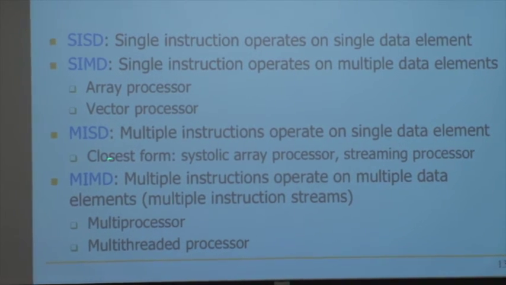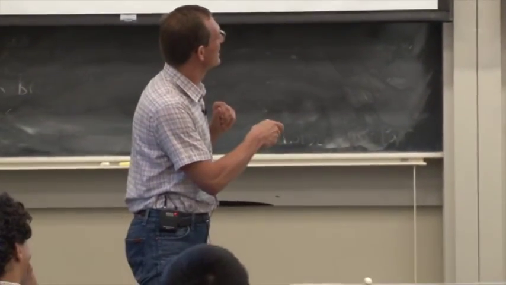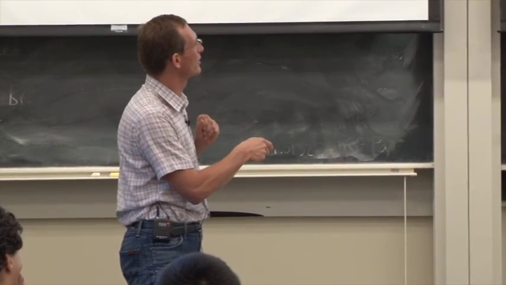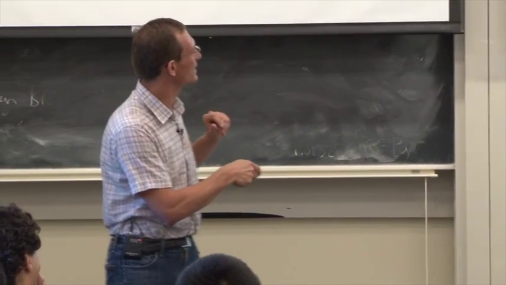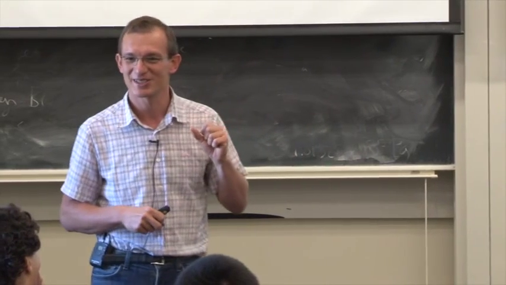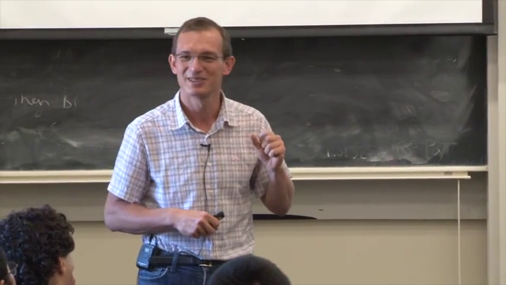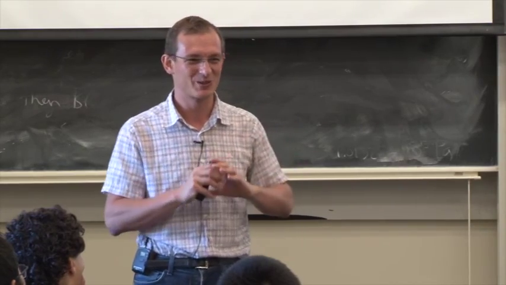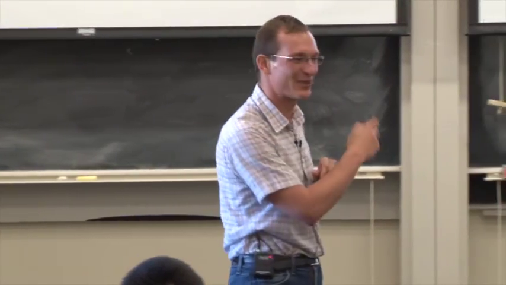And that's a parallel computer, or a multi-threaded processor. That's also a MIMD engine. SIMD is also a parallel computer. MISD, we will cover the closest form to it. MISD, multiple instructions operate on a single data element. How could this be possible? Any ideas? This is probably the most weird form of this taxonomy.